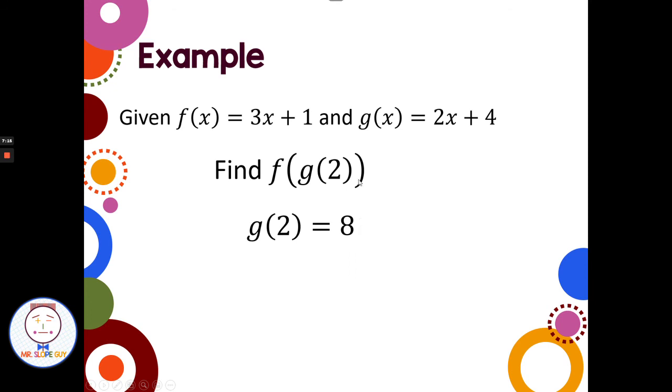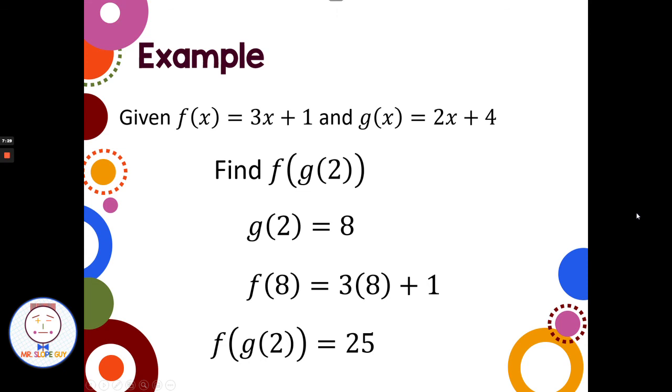Now I can replace this area that says g of 2. I can put 8 there, go to the f function, and replace x with 8. So f of 8 would be 3 times 8 plus 1. 3 times 8 is 24, plus 1 is 25. So f of g of 2 is 25.